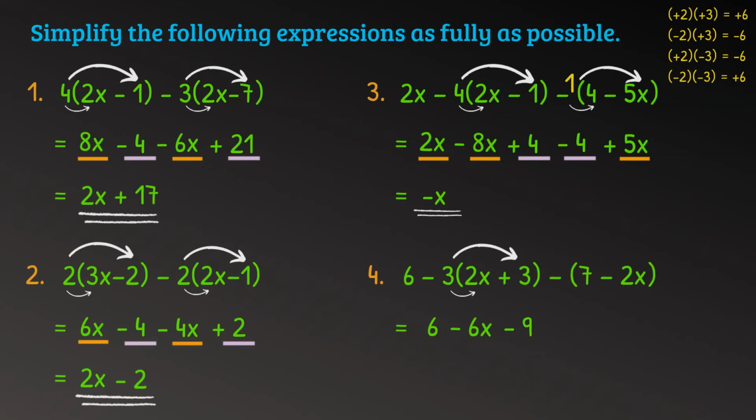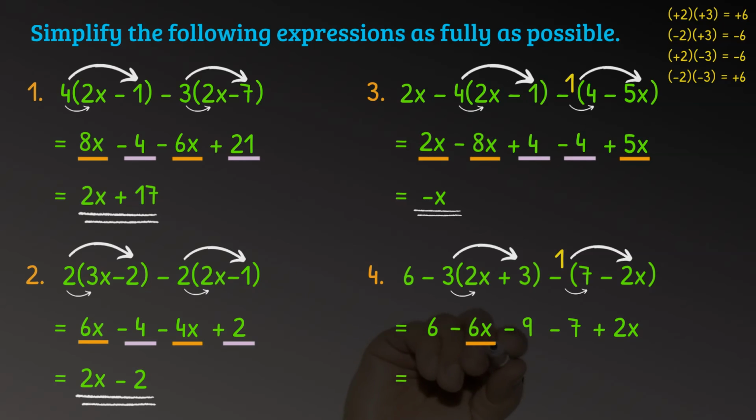And as before, there is no constant in front of the second bracket, so it will be a 1. So both terms in that bracket need to be multiplied by -1. And -1 times 7 gives us a -7. And -1 times by -2x is going to give us a +2x.